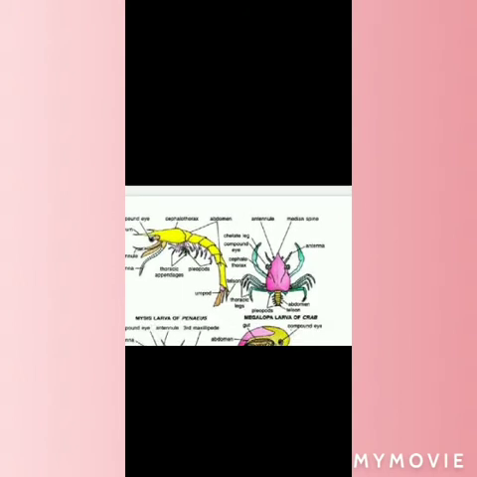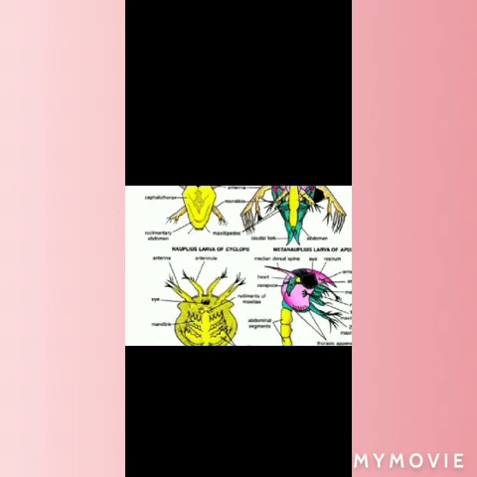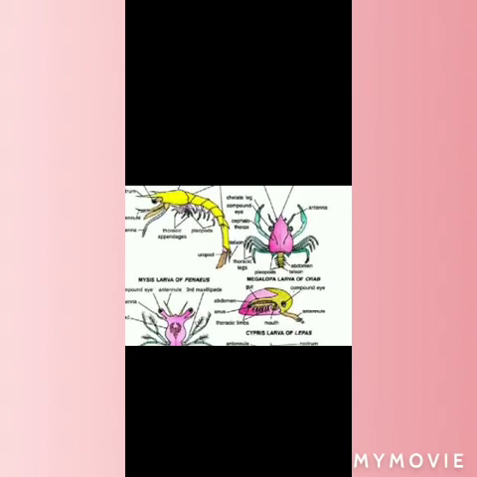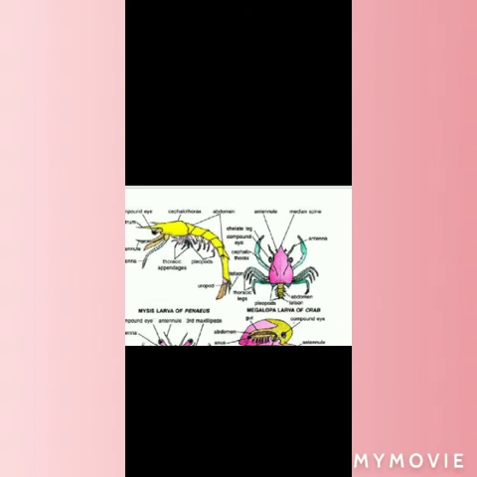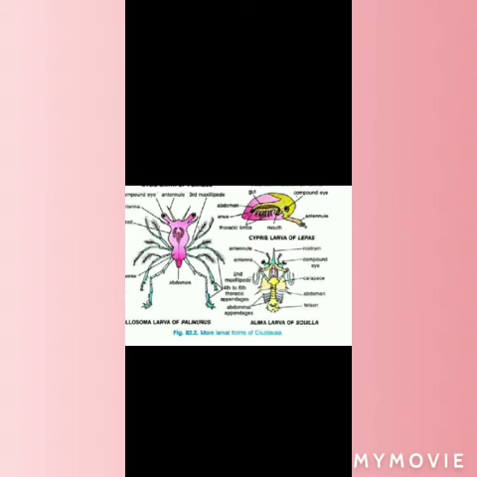See next, this is the mysis larva of Penaeus and the right one is megalopa larva of crab. So we found till here that crab possesses two types of larva. One is zoe larva and the next one is megalopa larva. See here, this is the zoe larva and this is the megalopa larva, right? And the peculiar structure in mysis larva of Penaeus is uropod, we already learned it, and the megalopa larva possesses telson.